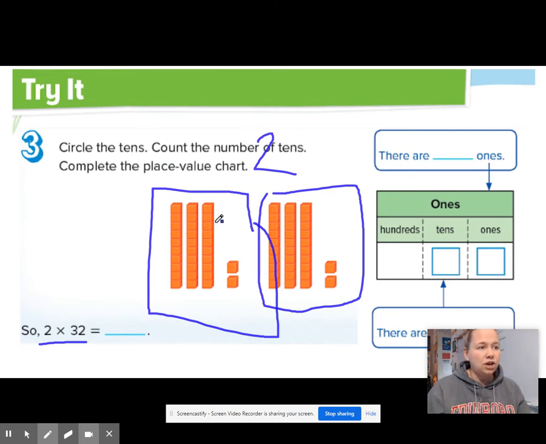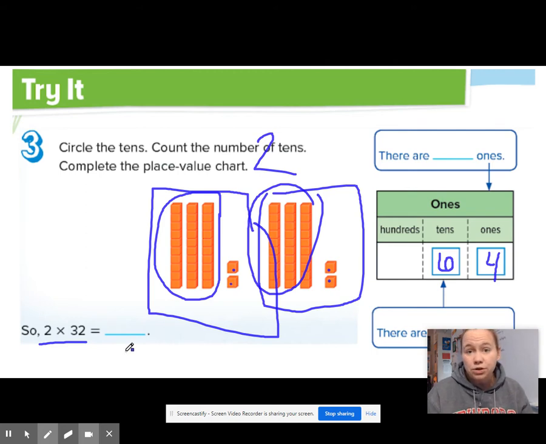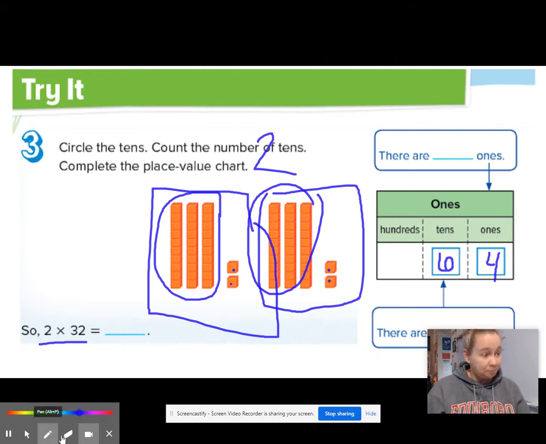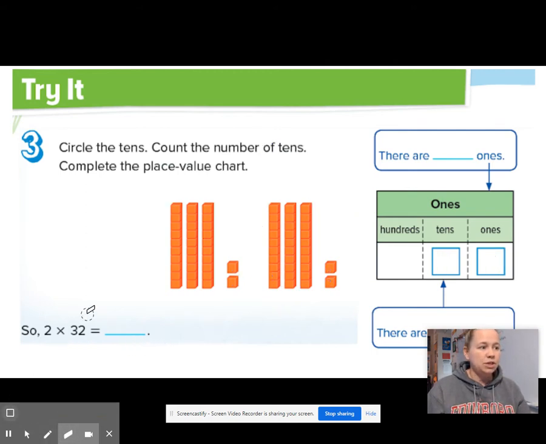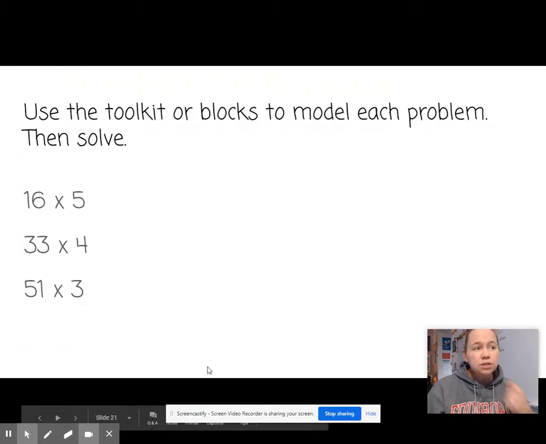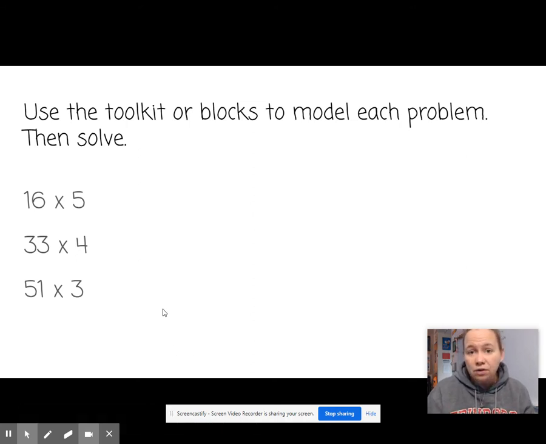And in this case, our tens, we have 3, 30 plus 30, that's 60 or 6 tens. And our ones, we have 1, 2, 3, 4 ones. So 2 times 32 equals 64. That makes sense. And we just showed it with models. All right, so we're going to use the toolkit or blocks to model each problem then solve. First, you have to model each problem.